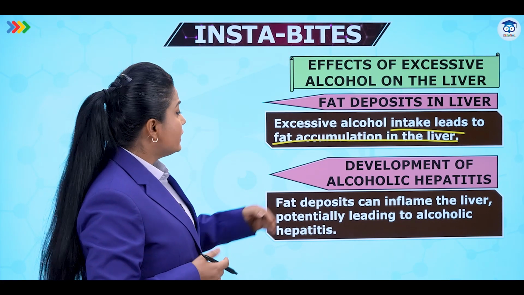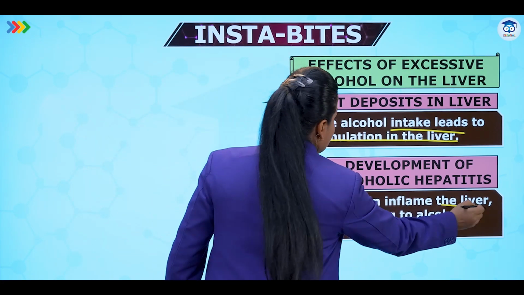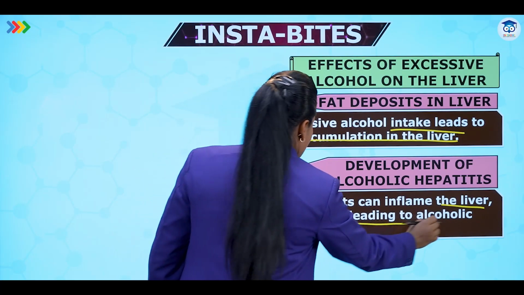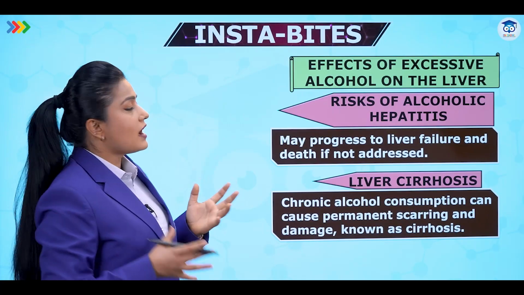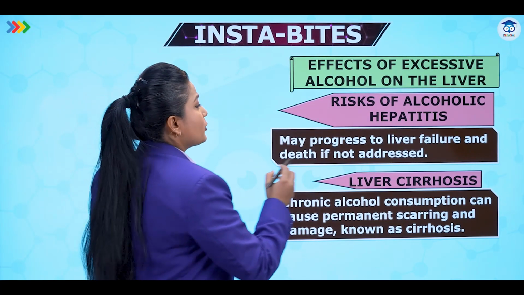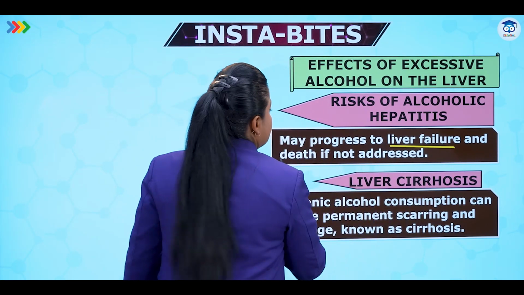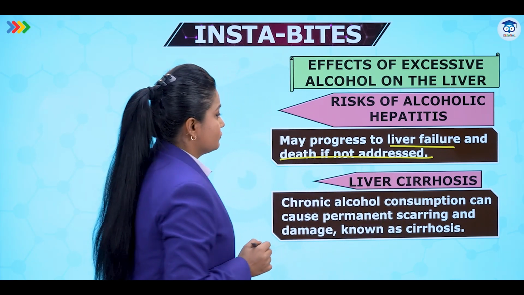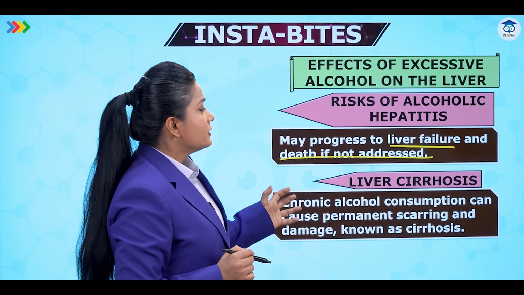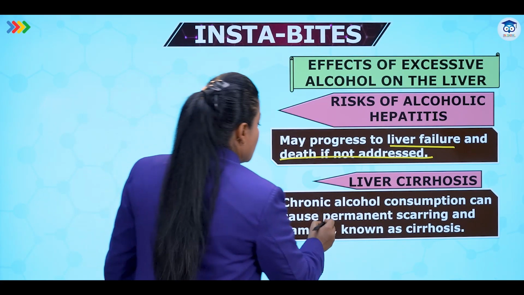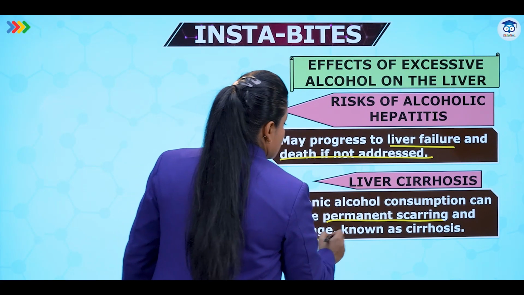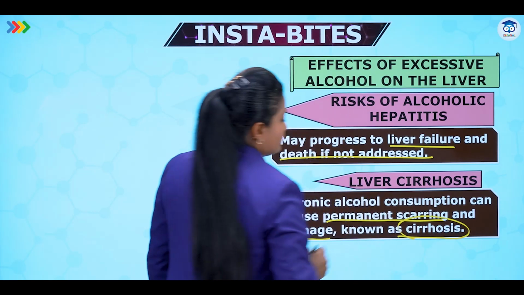We see that fat deposits can inflame the liver, potentially leading to alcoholic hepatitis. So what is the risk of alcoholic hepatitis? It may progress to liver failure and death if not addressed. Next is liver cirrhosis. Chronic alcohol consumption can cause permanent scarring and damage, which is known as cirrhosis.